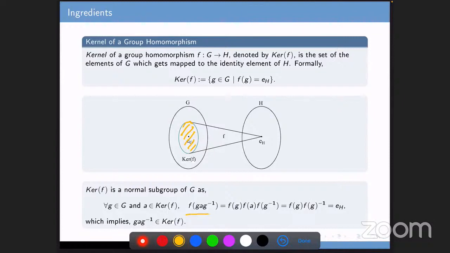And we can check that here, actually. We take any elements in this form, right? So we will see that under F, it is going to be mapped to the identity of H, because we have this from the homomorphism property.